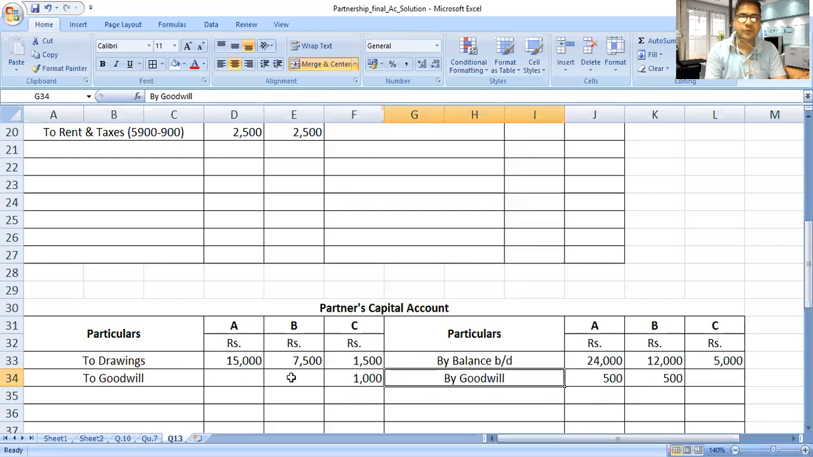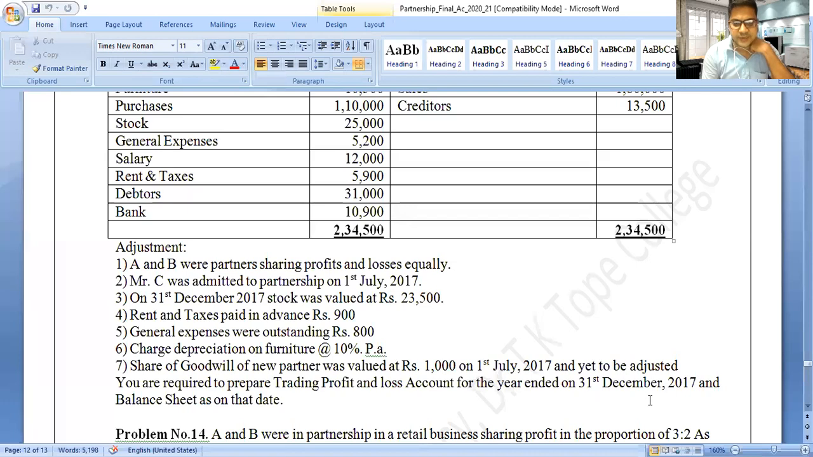So the goodwill brought by the new partner is distributed among A and B. This value is deducted from C's. There is no value for C, and therefore it is recorded on the debit side and also shown on the credit side, and it is distributed among the two partners. I hope you understood this effect. Then, is there any adjustment remaining? I don't think any adjustment is left.